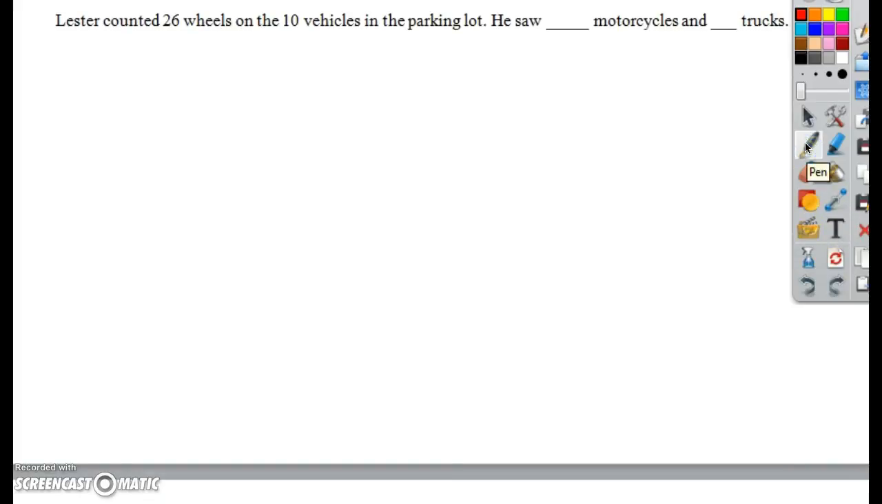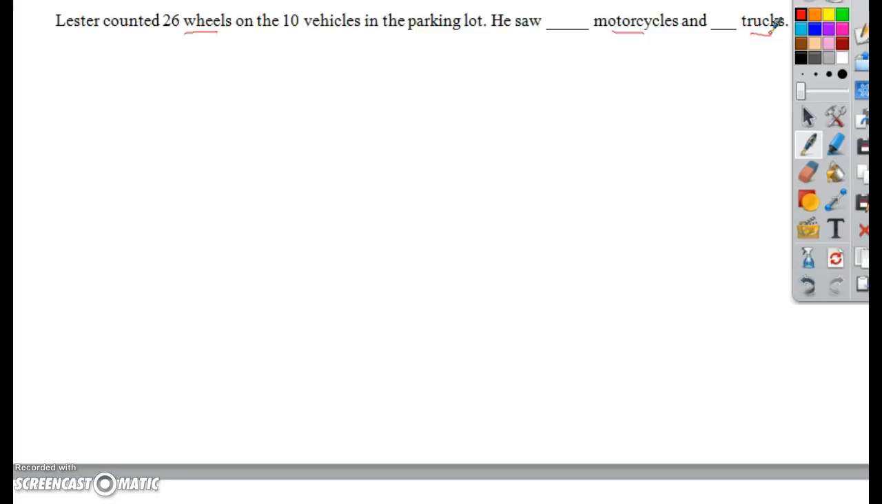Lester counted 26 wheels on the 10 vehicles in the parking lot. He saw how many motorcycles and trucks? Okay. Since we're counting wheels, the big thing for you to think about is how many wheels on a motorcycle, how many wheels on a truck. This is one of those presto changeo problems, just like the ones with the legs on the animals.